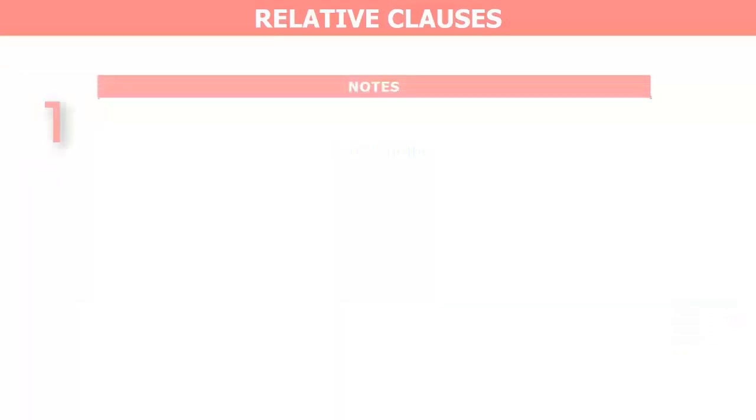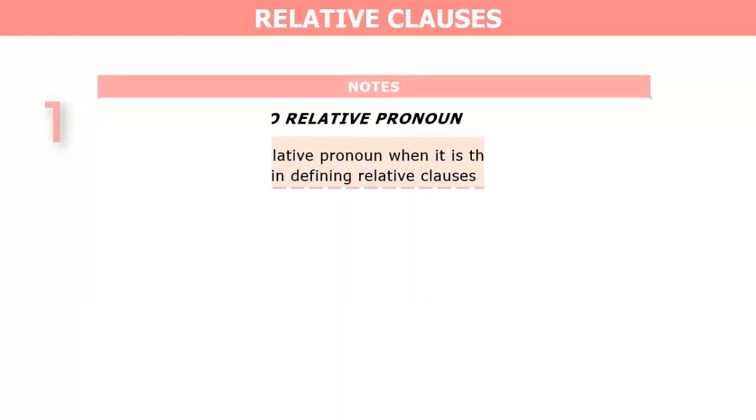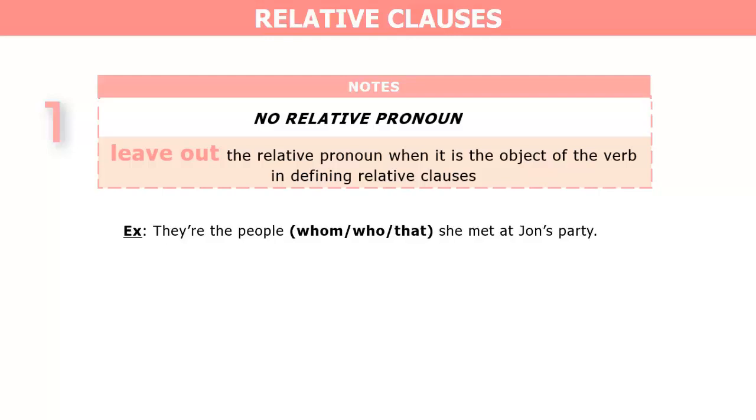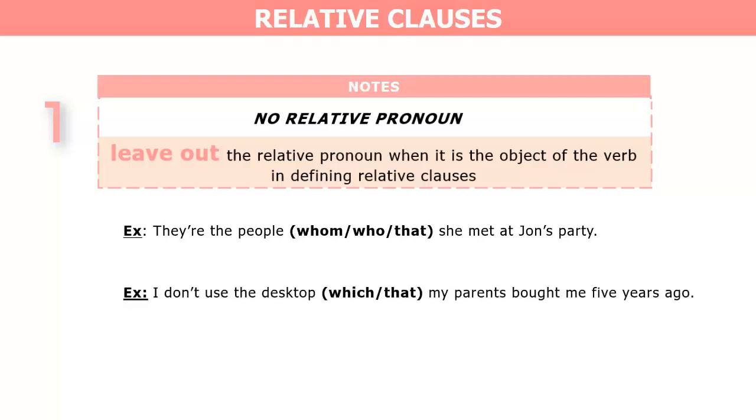Pay attention. We often leave out the relative pronoun when it's the object of the verb in defining relative clauses. For example, they are the people she met at John's party. Or another example, I don't use the desktop my parents bought me 5 years ago. 2 minutes for you to copy down.